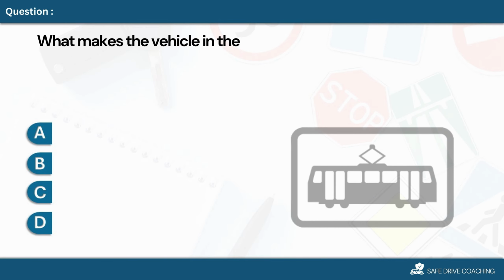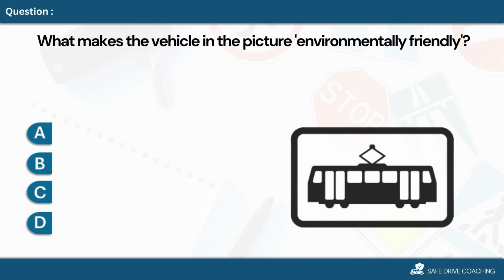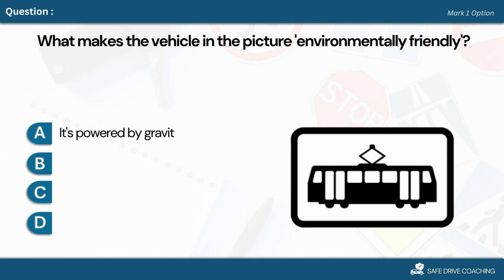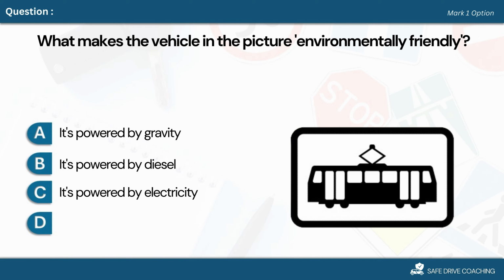What makes the vehicle in the picture environmentally friendly? A. It's powered by gravity. B. It's powered by diesel. C. It's powered by electricity. D. It's powered by unleaded petrol.